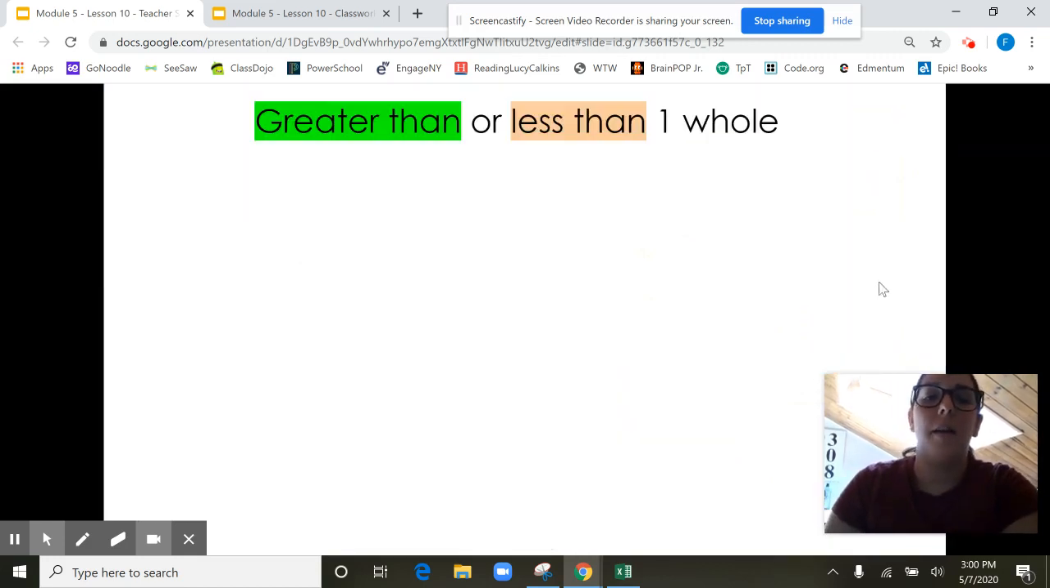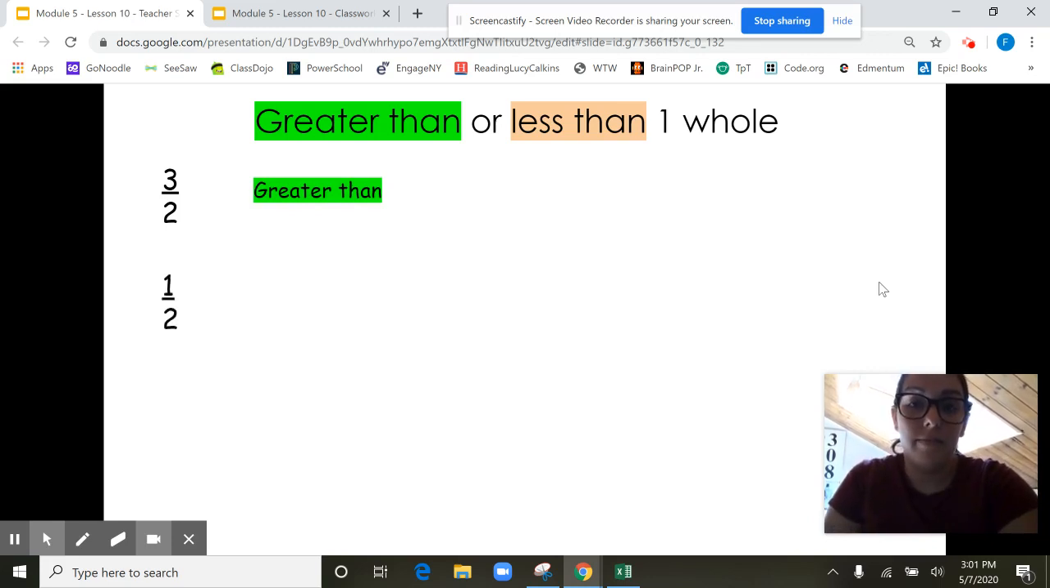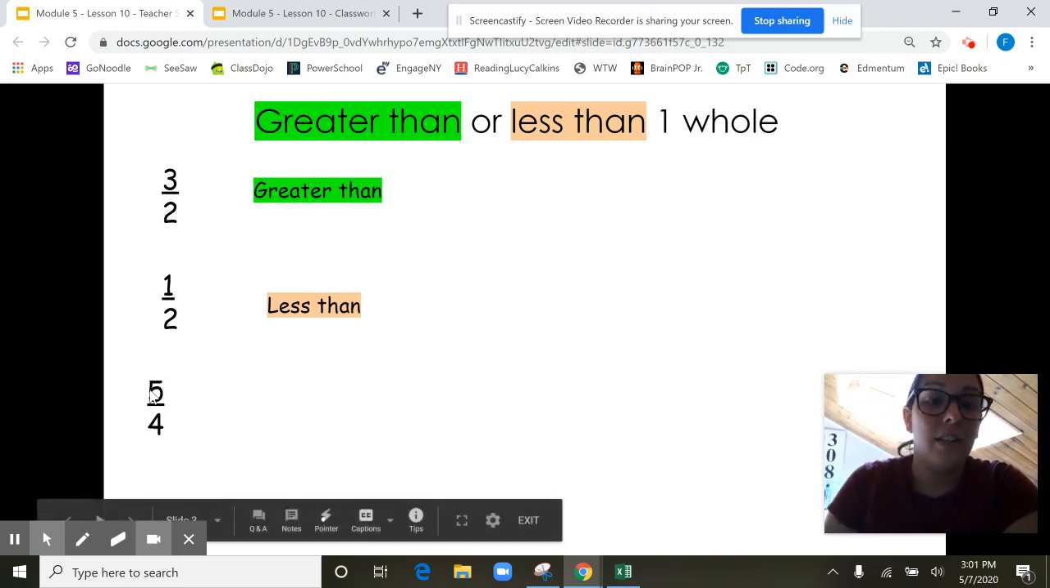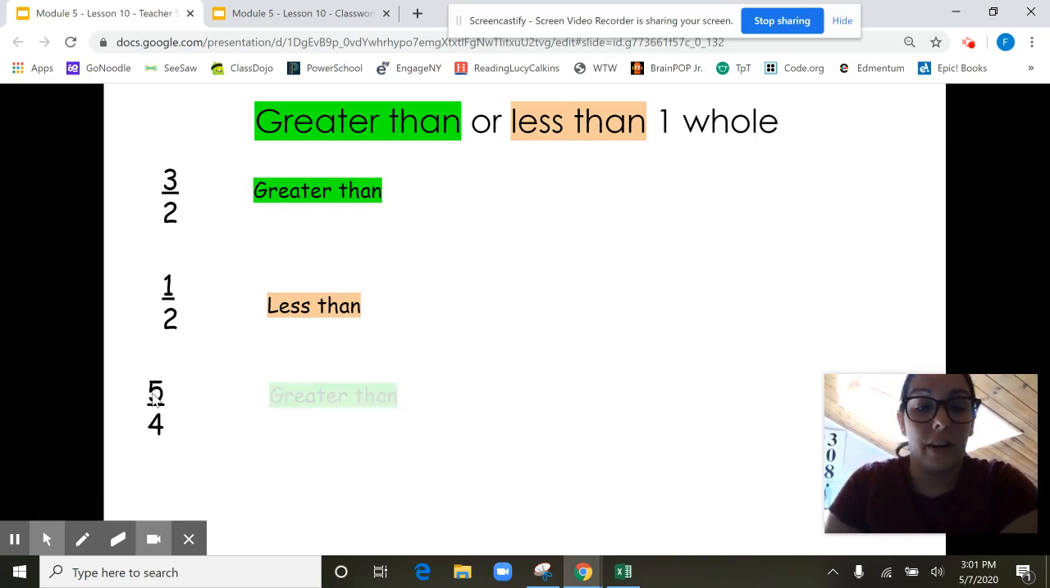Okay, so we're going to think with fractions whether this fraction is greater than or less than 1 whole. So we have 3 halves. 3 halves is greater than 1 whole, because 1 whole would be 2 over 2. Okay, we have 1 half. Take a minute. What do you think it is? Less than. Yes. Okay, 5/4. Well, we know that 5, the numerator, is greater than the denominator, so we know that it's going to be greater than 1 whole.